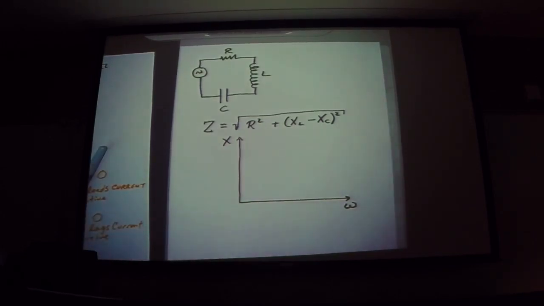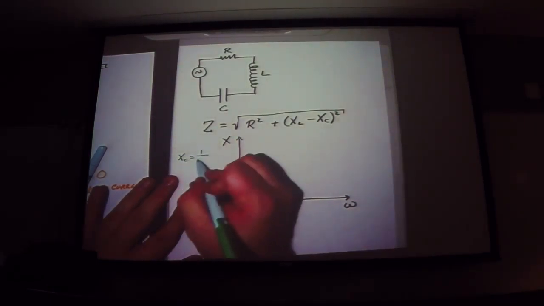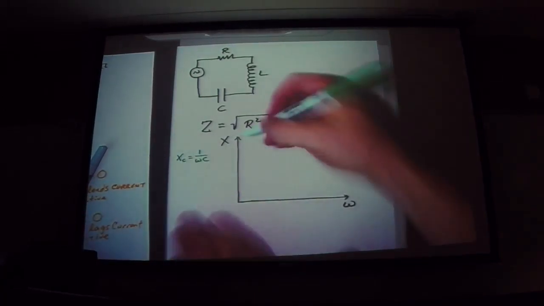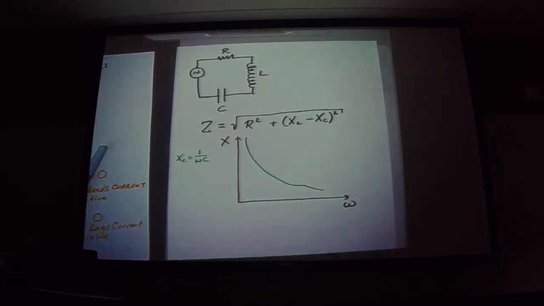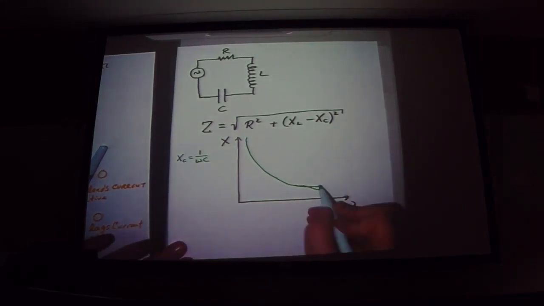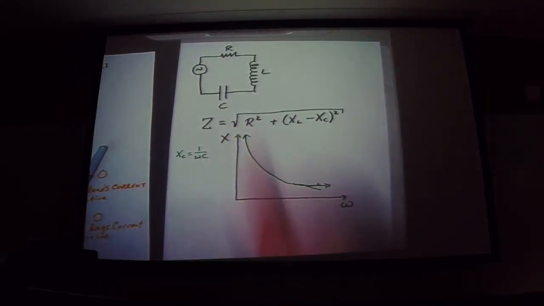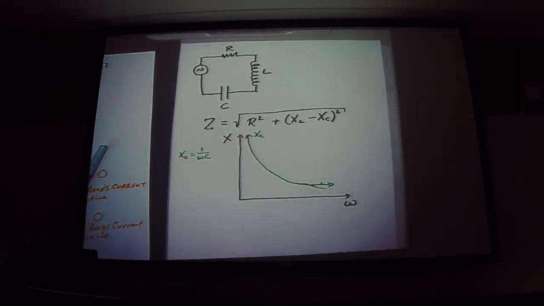Now X sub C, recall that X sub C is 1 over omega C. So it's a 1 over omega function, so it looks like this. It would approach 0 at infinity, and it approaches logarithmically. So at very low frequencies, it's high reactance. At very high frequencies, it's low.